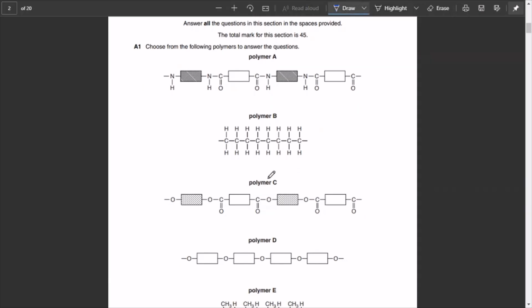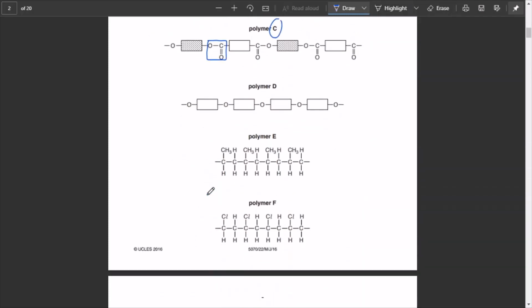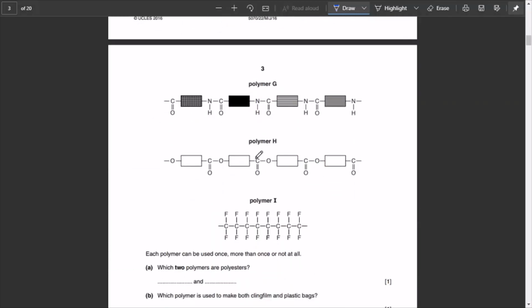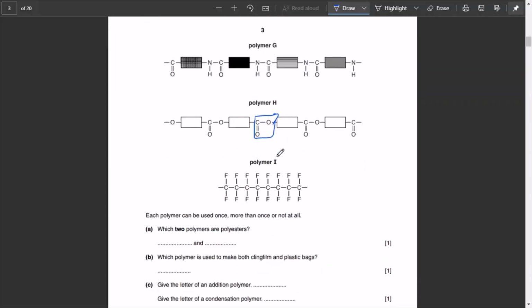So we got polymer C because it has this thing. And if we go down, polymer D has O. This is not the right answer. This is also not the right answer. And then once again, here we come to polymer H. And polymer I, again, it does not have polyester. It isn't a polyester. So the answer for this is C and H.